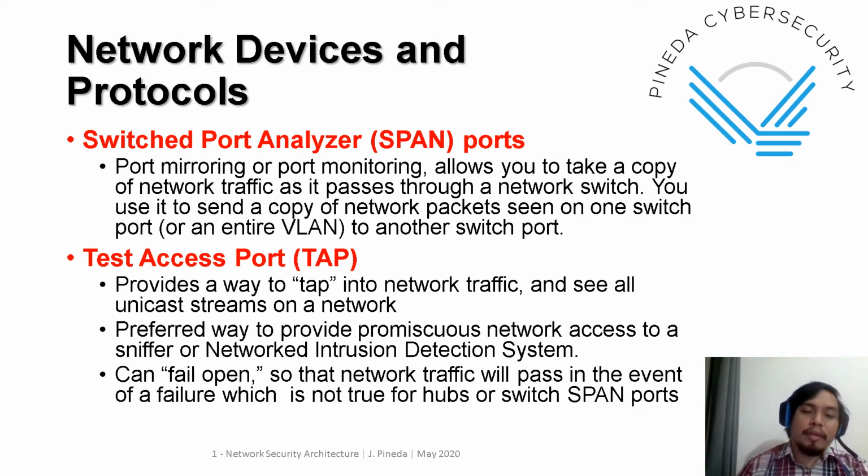And then it can fail open, so that the network traffic will pass in the event of a failure, which is not true for hubs or switch span ports. So when we say fail open, if the device fails, all the devices can still access the internet. Because if it's in line and it goes down, then everything will go down, so nobody can access going out or going in.